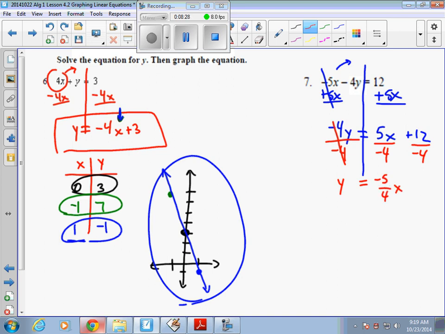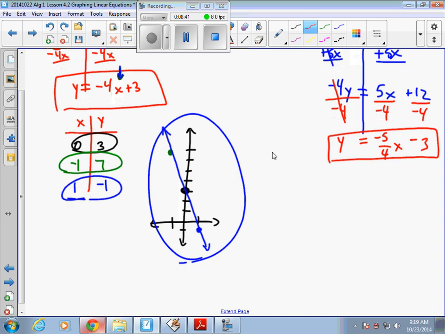And then a positive 12 divided by a negative 4, positive divided by negative is a negative 3. This says y equals mx plus b. Again, we haven't learned slope-intercept form in here yet, so the only way we can do it is to make ourselves a table of values, x, comma, y.